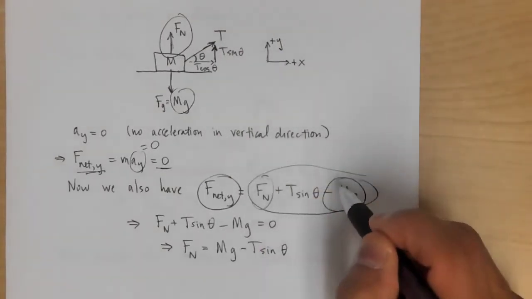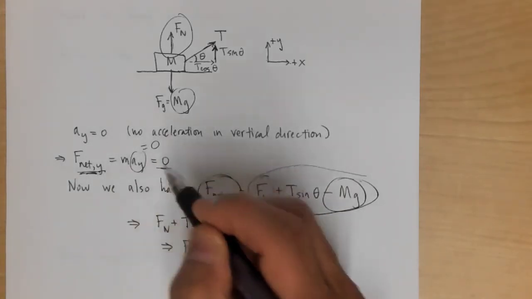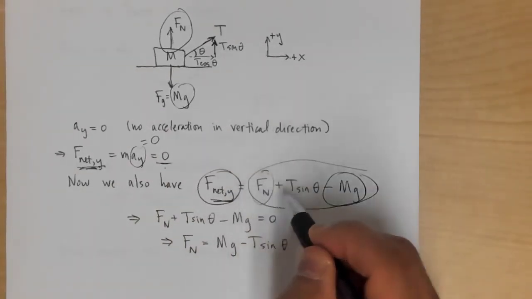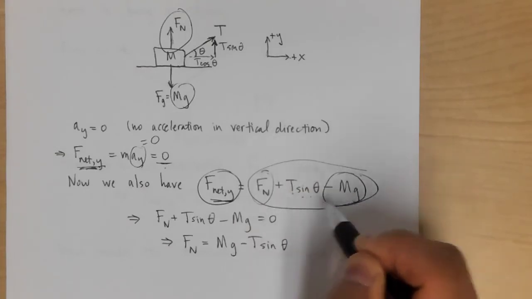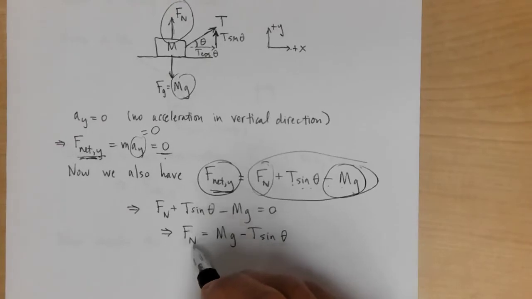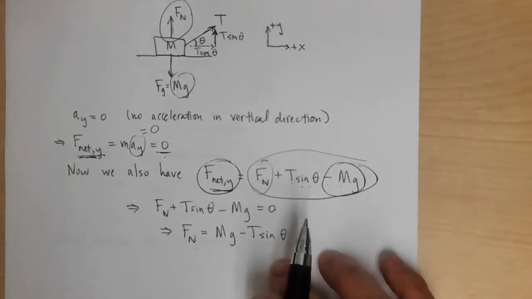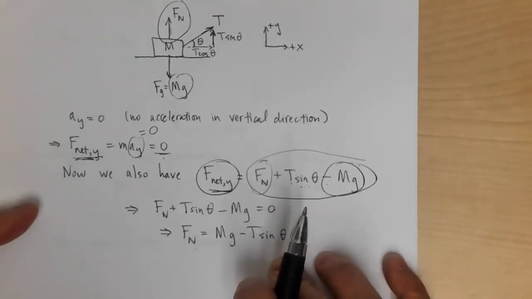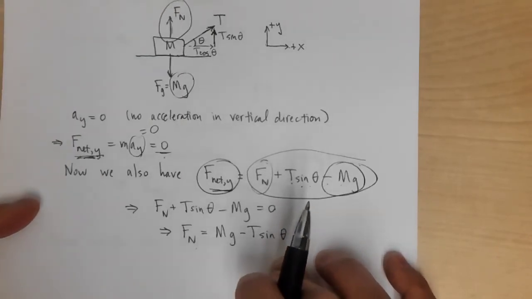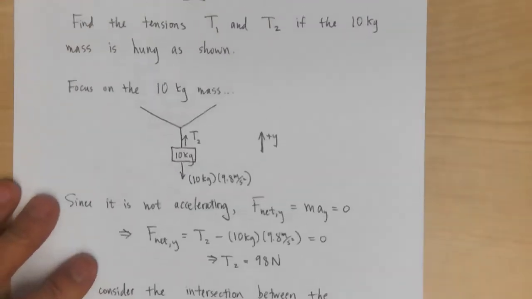Now we put these together. This is the net force, but the net force we said is 0. So therefore we have Fn plus T sine theta minus mg is equal to 0. Okay. So now we can solve for Fn. It's mg minus T sine of theta as a formula. So if you had numbers, you could put them together and get the normal force. Let's do one other problem.